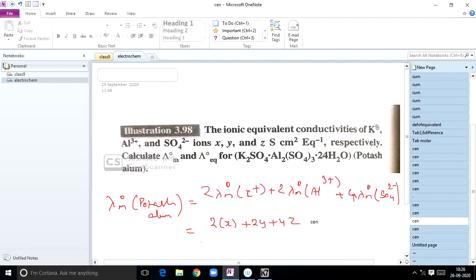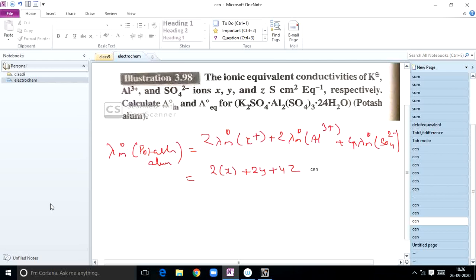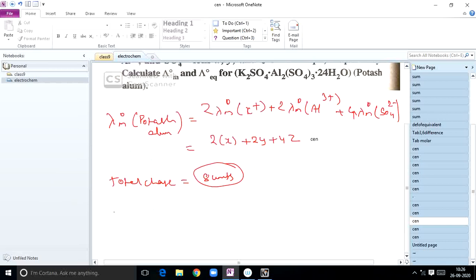Now the total charge. Total charge how much actually? Total charge is equal to plus 2 plus 6. So net charge is 8 units positive charge and 8 units negative charge. So 8 units I am taking. So what is the relation? Number of equivalent of ion is equal to charge on the ion divided by total charge.